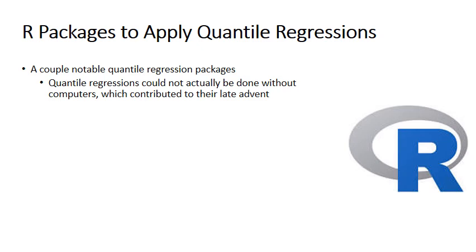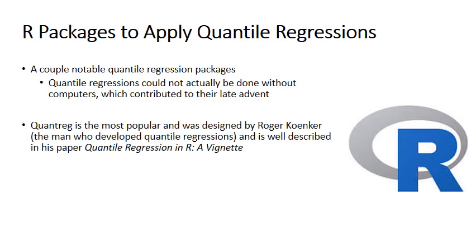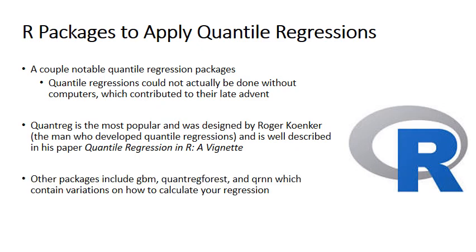And thinking back to Roger Koenker, quantile regressions couldn't actually be done without computers, which is what contributed to their late advent in comparison to linear regressions. So quantreg is the most popular and was actually designed by Roger Koenker, who's the man who developed quantile regressions back in 1978. And it's actually very well described in his paper Quantile Regression in R: a Vignette.